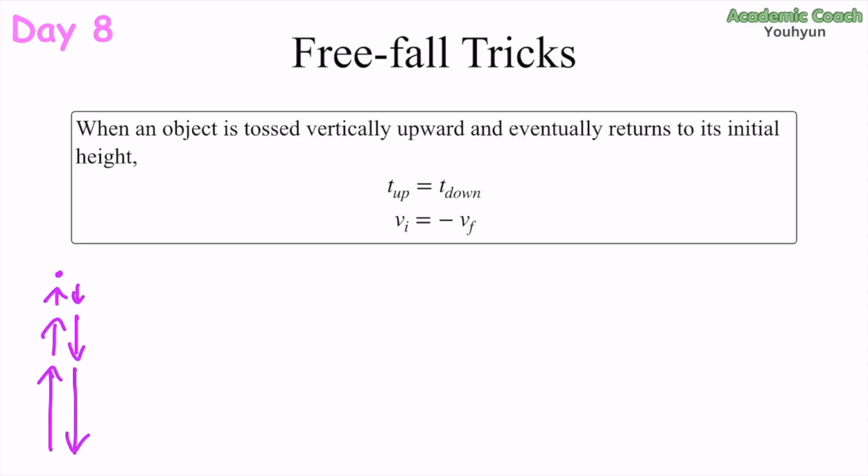In that case, the amount of time it takes for an object to reach the max height from the initial height, t up, is the same as the amount of time it takes for the object to return to the initial height from max height. So t up is equal to t down. Also, v initial and v final have the same magnitude. They just point in opposite directions, one vertically up and the other vertically down. We can prove these two at the same time using a motion time graph.